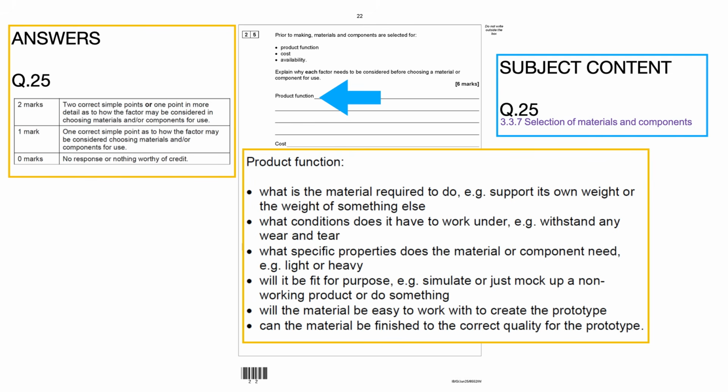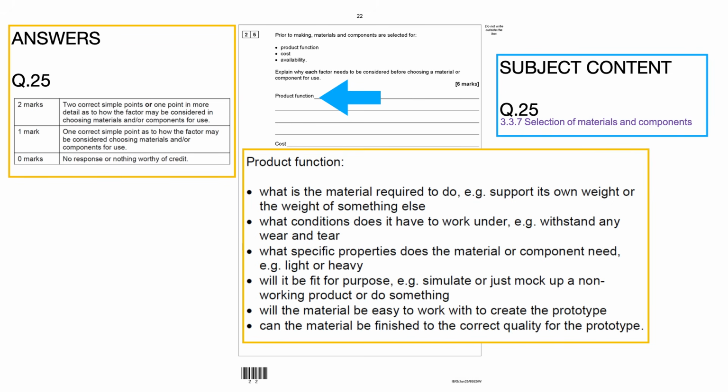Question 25. Prior to making, materials and components are selected for their product function, their cost, and their availability. Explain why each factor needs to be considered before choosing a material or component for use. Now this is taken from 3.3.7, the selection of materials and components. So picking a material or component for the product function means what is the material required to do? Is it supposed to support its own weight or the weight of something else? What conditions does it have to work under? For example, does it need to withstand any wear and tear? What specific properties does the material or component need? Should it be light or heavy?